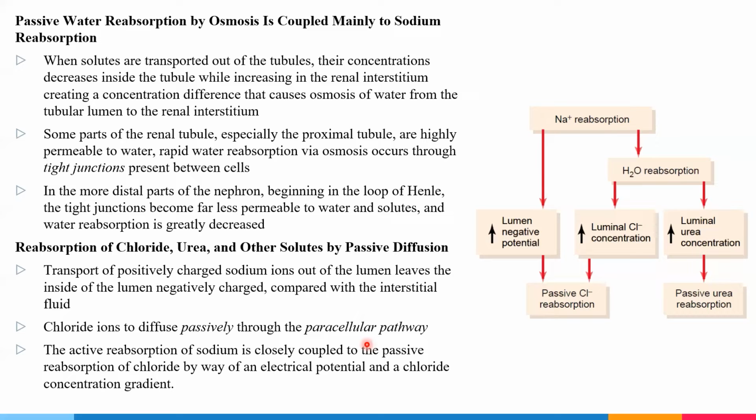Because there is a lot of negative charge present in the glomerular filtrate, chloride ions can pass through the paracellular pathway passively. The active reabsorption of sodium is closely coupled to the passive reabsorption of chloride by way of the electric potential and a chloride concentration gradient that occurs as the glomerular filtrate passes through the renal tubules. Thus, this is a snapshot of how sodium reabsorption helps in the transport of various other substances across the renal tubules.